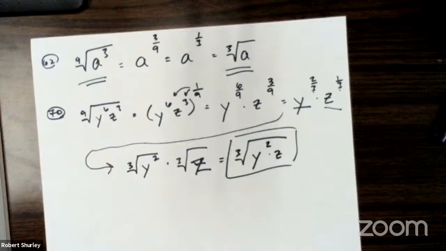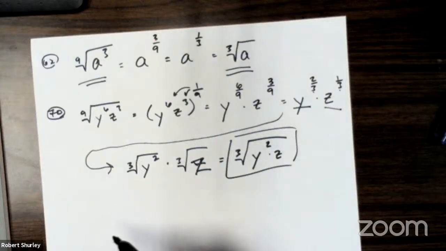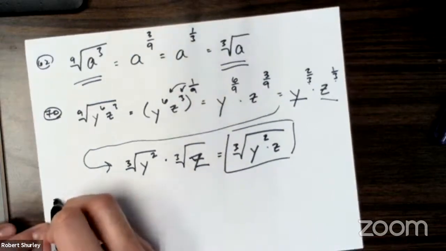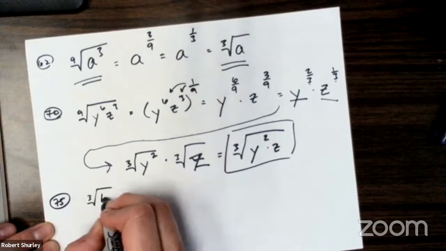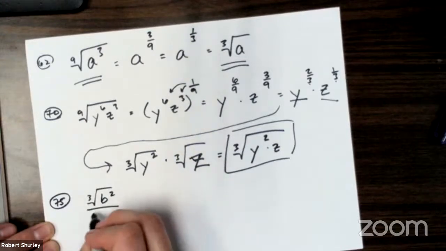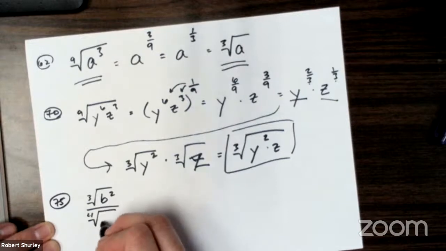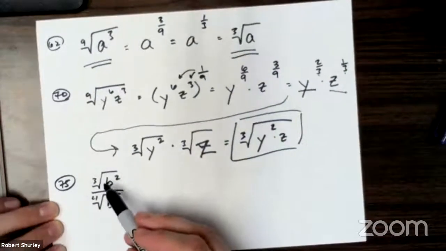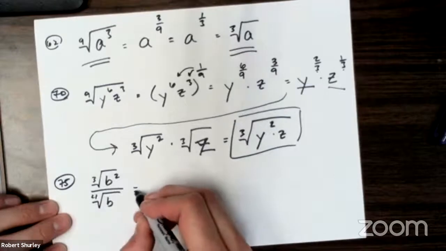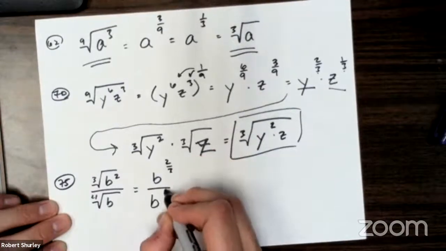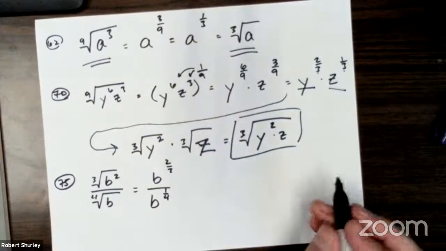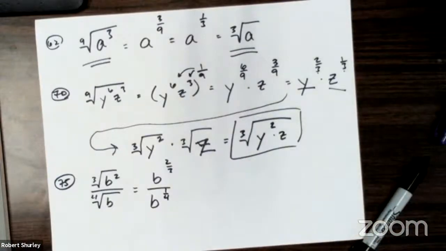Okay, so let's keep going with these. I guess they become more complex here at the last few. So if we looked at 75 here, 75's got the cube root of b squared over the 4th root of b. Okay, so what we'll do here is we're going to make both of these into exponents. So this is going to be b to the 2/3 over b to the 1/4, right? So we're going to make both of those fractions, fractional exponents.